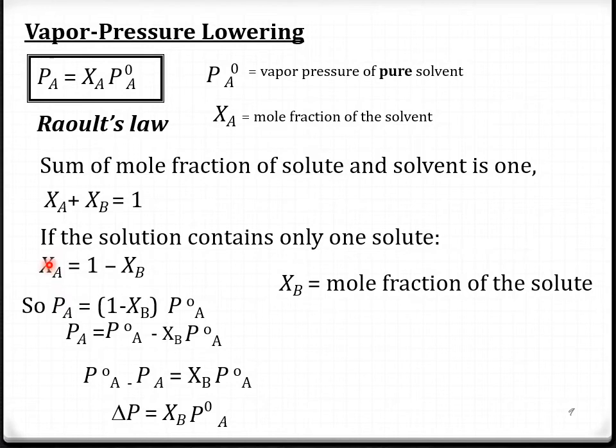So by substituting this equation into the partial pressure equation, we have the partial pressure of A is equal to 1 minus mole fraction of solute times the vapor pressure of pure solvent. From here, you can do the mathematics and you will have the final equation. The difference in pressure is equal to the mole fraction of solute times the vapor pressure of pure solvent.